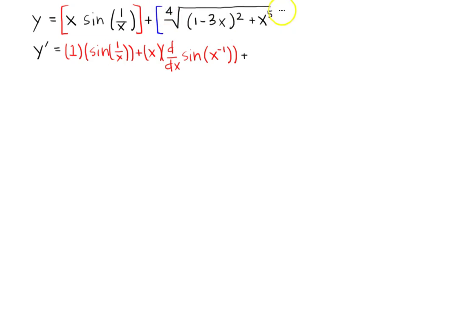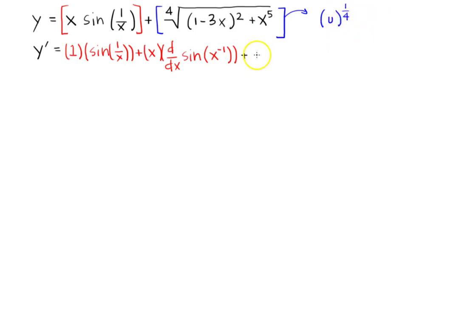What is this thing? Let's just look at that for a second. That right there is actually some function, 1 minus 3x all squared plus x to the 5. I'll call that u. And it's to the power of what? It's to the power of 1/4. That's another way to look at it. So the derivative is going to be 1/4 u to the negative 3/4 times u prime.